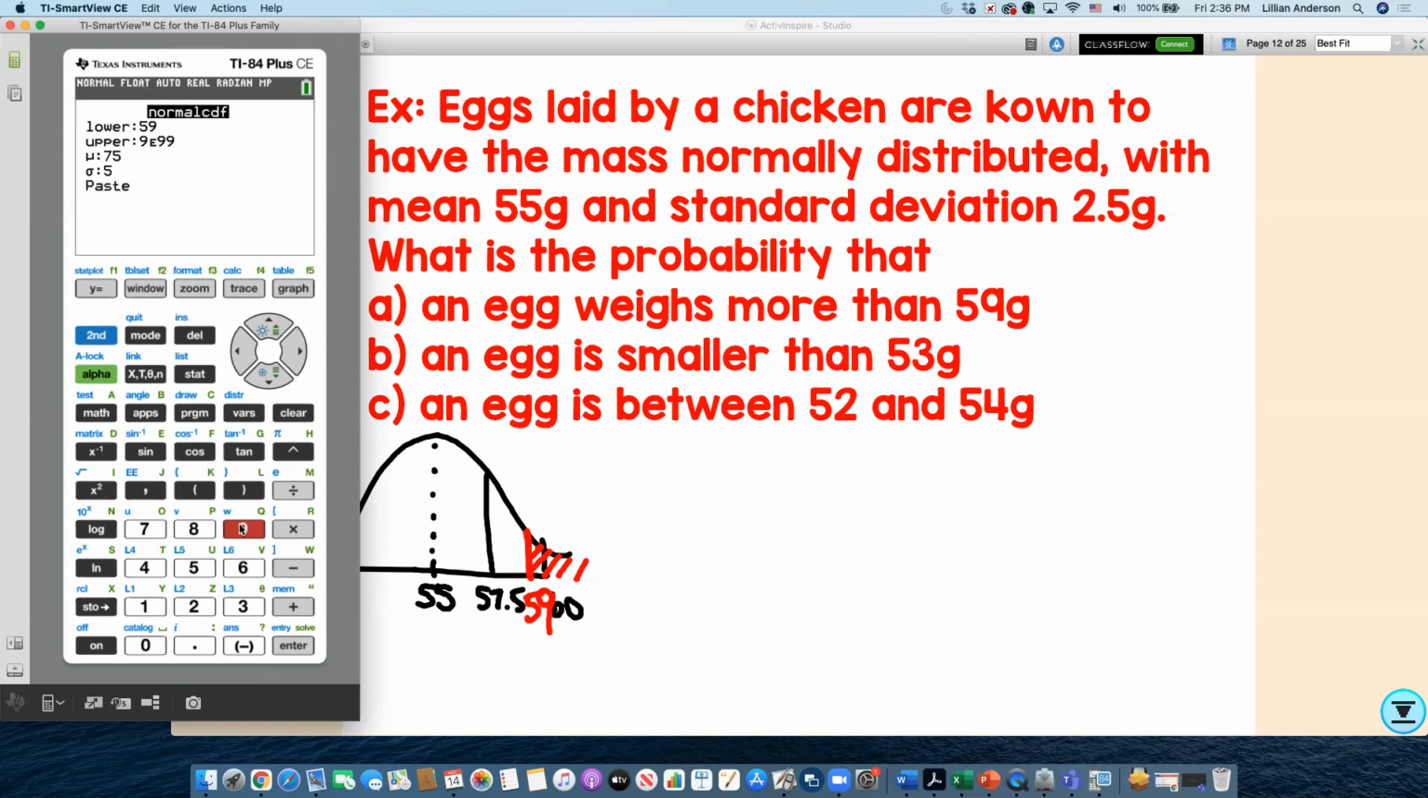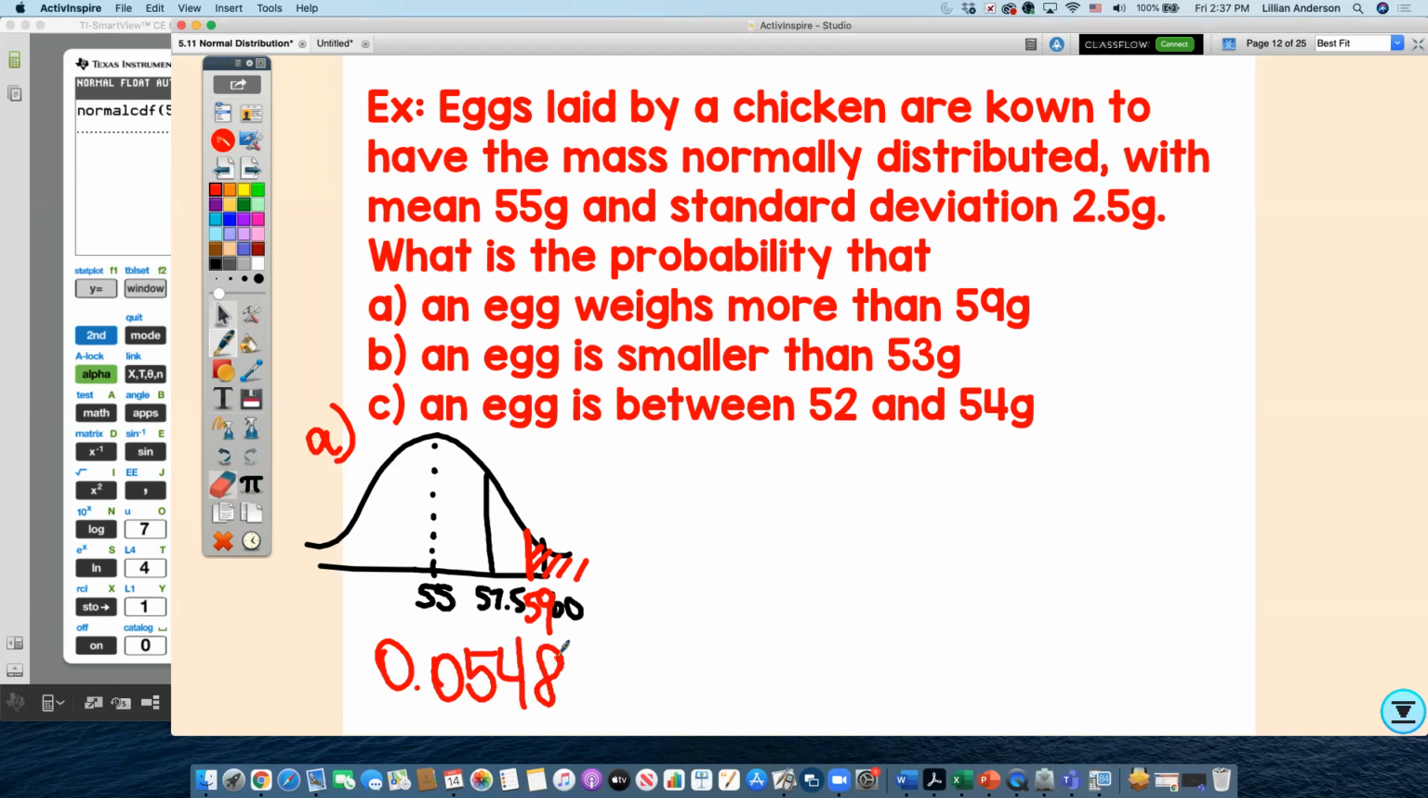So that was that red, and I shaded to the right. So 59 is my lower. What's my upper? Infinity. I already got it there, 9E99. What's my mean? And my standard deviation. So I paste, double check, and that's the probability that if you select an egg from this particular situation, it's going to weigh more than 59 grams. So very small. How do I round it to 3 significant figures? 0.0548. Very good.